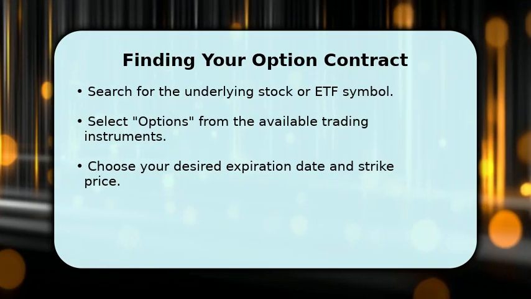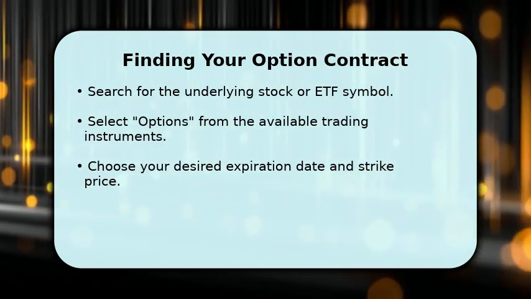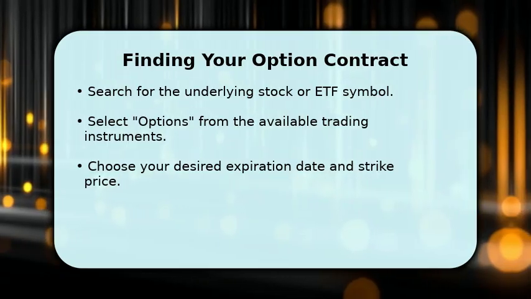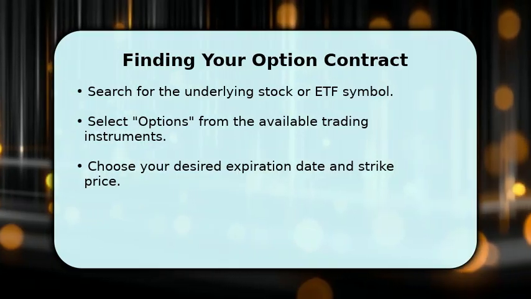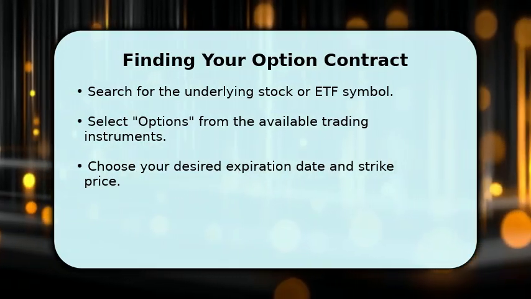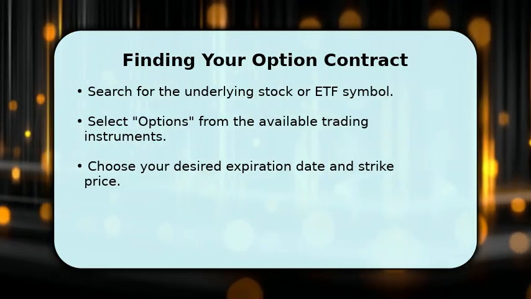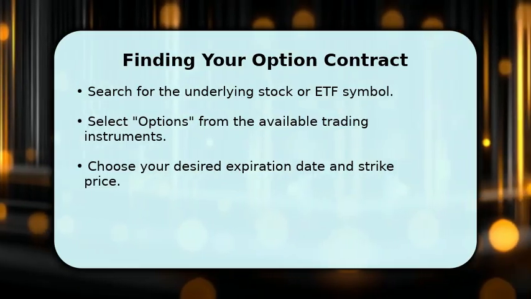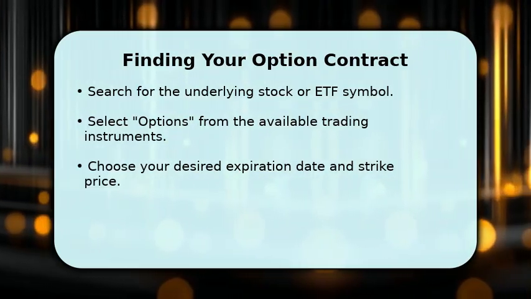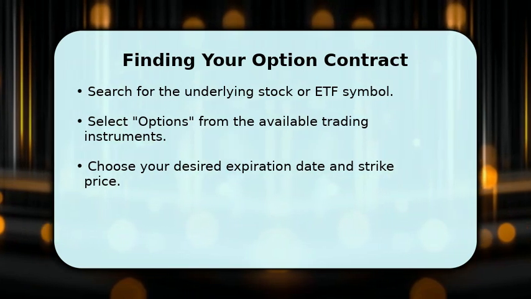Now let's find the option you want to trade. Start by entering the ticker symbol of the underlying asset, like Apple or Tesla, into the search bar. From the results, select the Options tab to view the option chain. Here, you'll see various expiration dates and strike prices. Carefully choose the expiration date that aligns with your strategy, perhaps 1 month out, and then pick your strike price, deciding if you want a call or a put option.